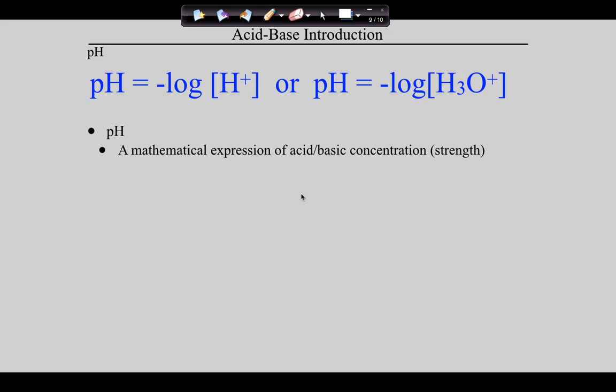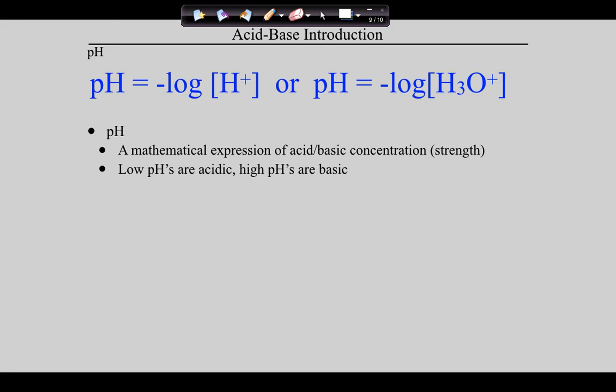So guys, what is pH? Well guys, pH, and I don't know if you need to write it down, you're welcome to if you want, is simply a mathematical expression of acid-base concentrations or strengths. Remember that low pHs are acidic and high pHs are basic. Do we need to talk about that more? Is that okay? Can you see it mathematically?